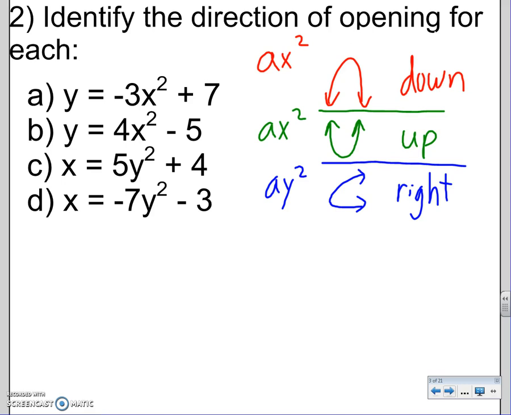And the last one, it's still a y squared. So it's a sideways parabola. A is negative 7, so you flip it sideways. So it goes this way, to the left, because it's negative. And that's to the left. Alright, so make sure you know x squareds and y squareds. X squared is up and down. A controls flip or not, and then y squared is left or right. A controls flip or not.